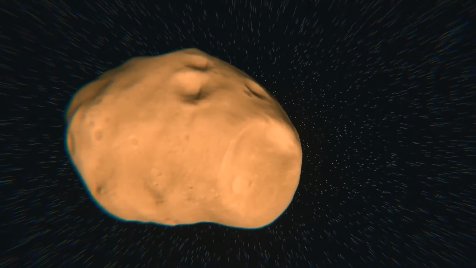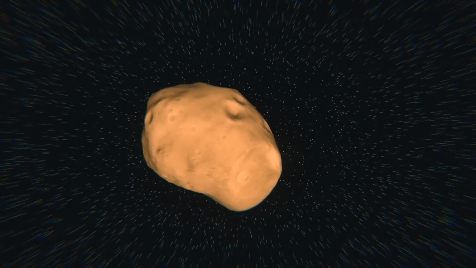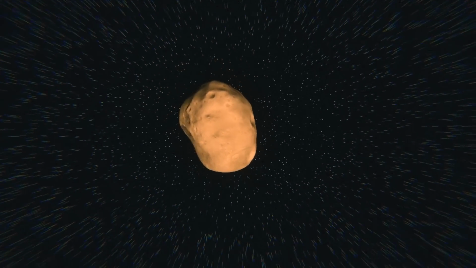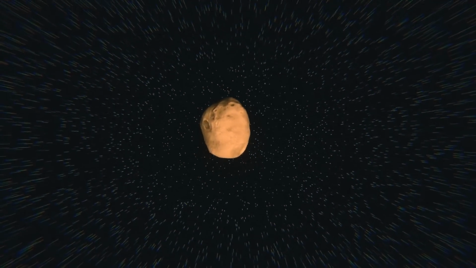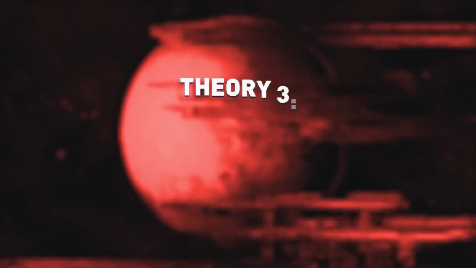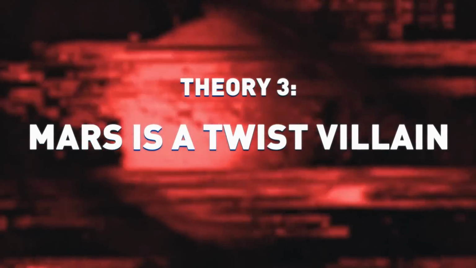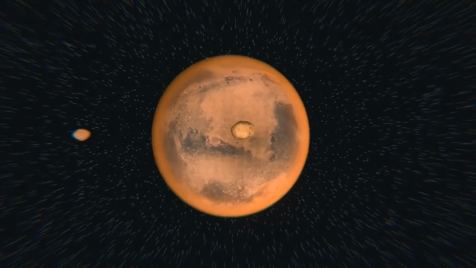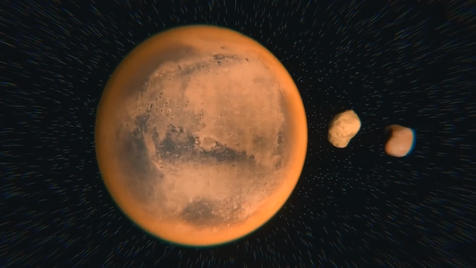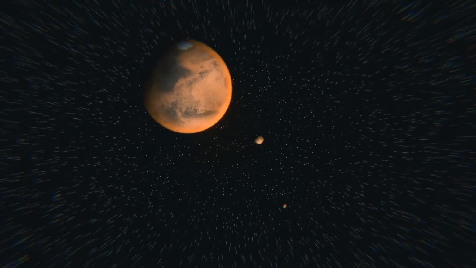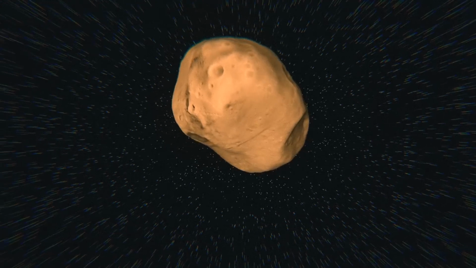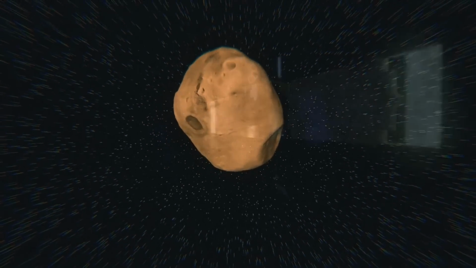Maybe the grooves have nothing to do with Stickney Crater at all. Maybe the real culprit is something else, something even more powerful. Could it be Mars itself? Theory 3. Mars is a twist villain. The previous theories imply that Phobos and Deimos were originally pieces of Mars. Like once upon a time they broke away from it and became satellites, just like our moon. But what if that wasn't the case?